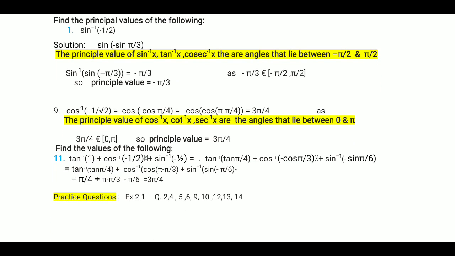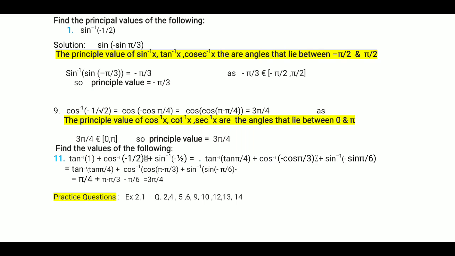Now there is another question, question number 9 from the exercise. Cos inverse of minus 1 by root 2, that may be written as cos inverse of minus cos pi by 4, as 1 by root 2 is the value of cos pi by 4. Now for minus cos pi by 4, we find this angle from the second quadrant, because the principal value of cos inverse, cot inverse, sec inverse are the angles that lie between 0 to pi. So negative cos will be in the second quadrant.